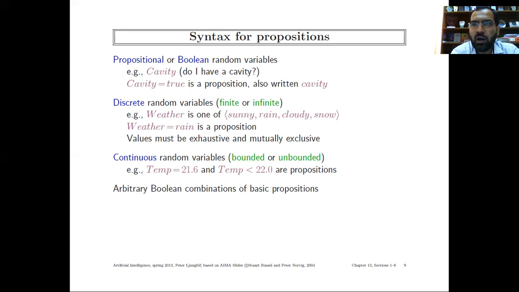Syntax for propositions. How you define various propositions is important. Propositions are Boolean random variables. Take an example of cavity. We all have cavities. Sometimes these cavities develop in early age, middle age, or late age as well. So, do we have a cavity? That represents a cavity. If that cavity is true, it is a proposition, also written as cavity.